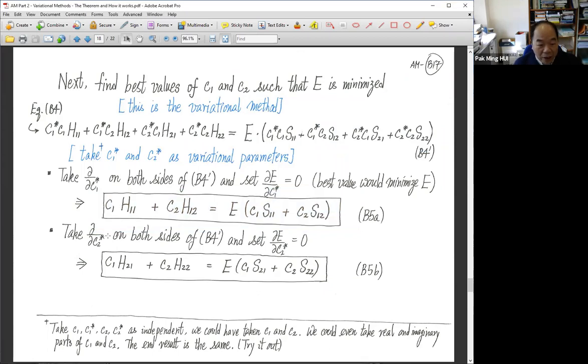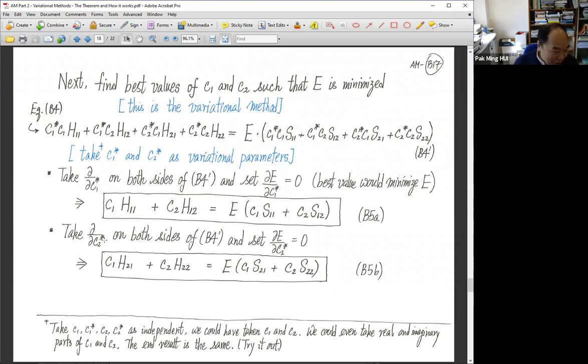Now we can do the same thing for C2 star. Again, train yourself to read out the answer. Or at most, do it once and take the answer for the remaining of your life. You don't waste time to keep on deriving the same thing again and again, although that will be comfortable.